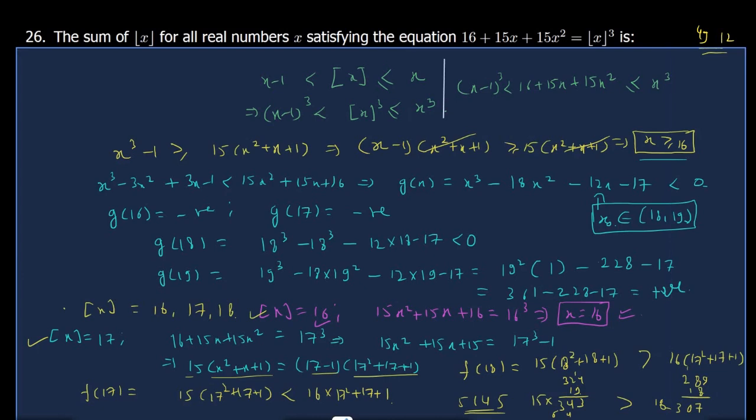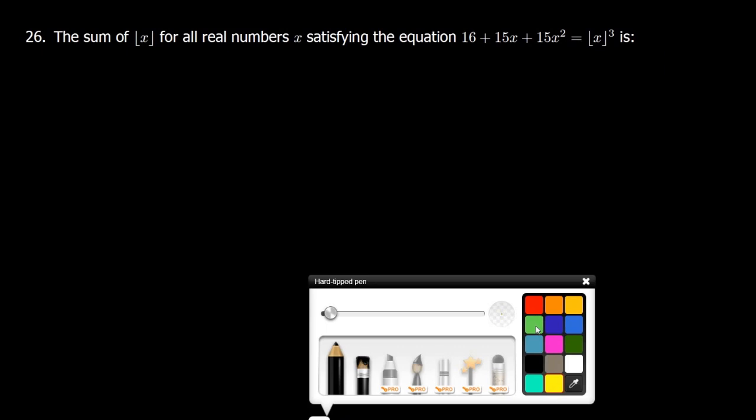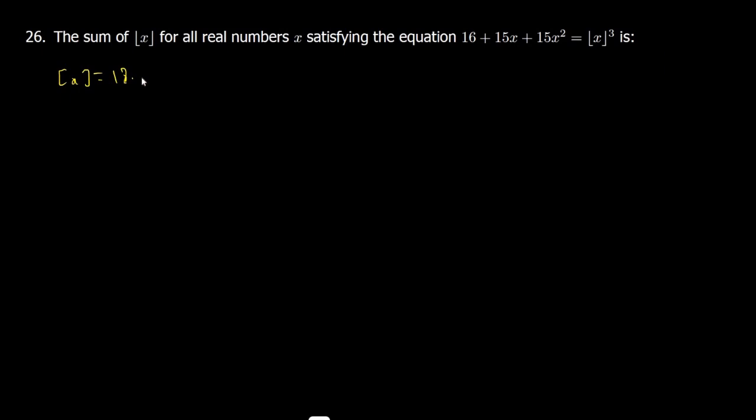So let me finally just check if box of x equals 18 is a valid choice. For that, let me rephrase this function. This I will write as 16 plus 15x plus 15x square is equal to 18 cube. Alright. So again, if I rearrange it to make it simpler, 15 times x square plus x plus 1 is equal to 18 cube minus 1, which will be 18 minus 1 times 18 square plus 18 plus 1.